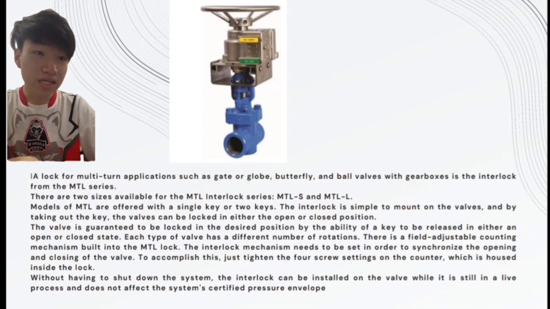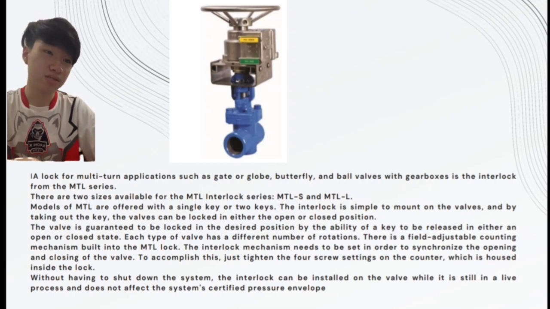To accomplish this, just tighten the 4 screw setting on the counter, which is housed inside the lock. Without having to shut down the system, the interlock can be installed on the valve while it is still in a live process and does not affect the system certified pressure envelope.